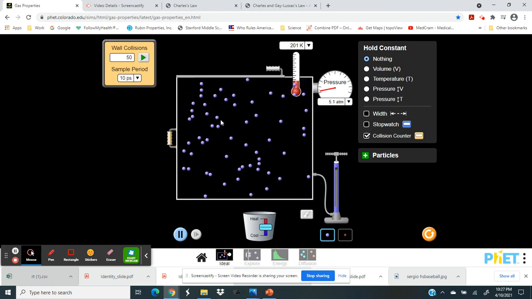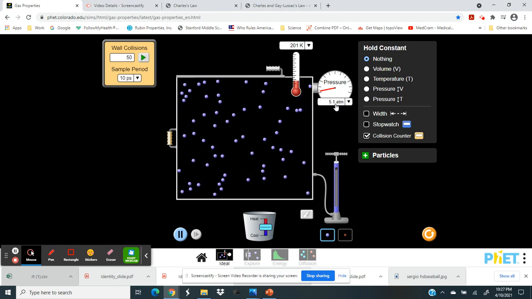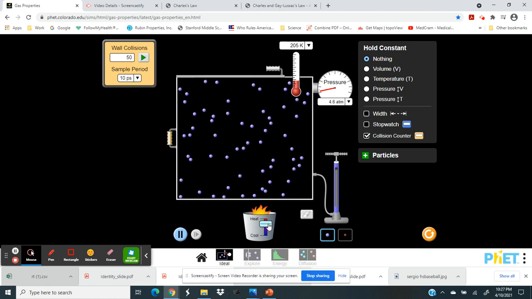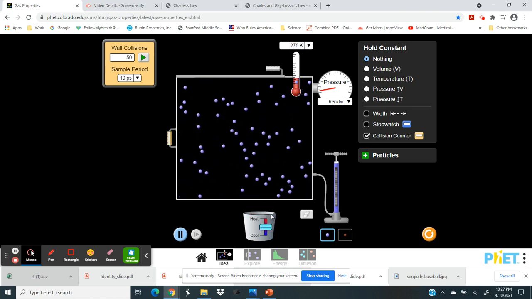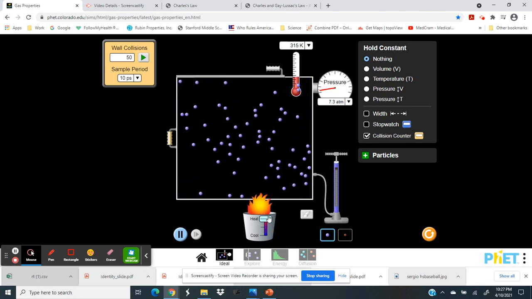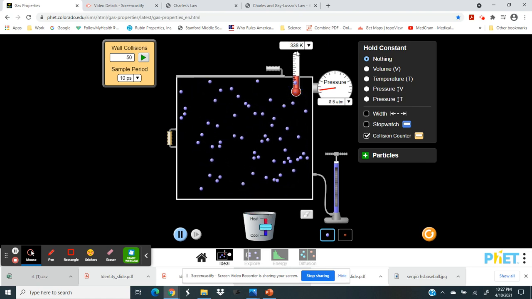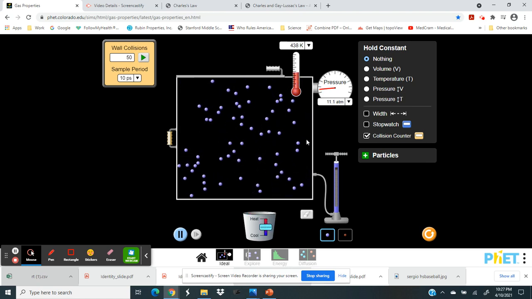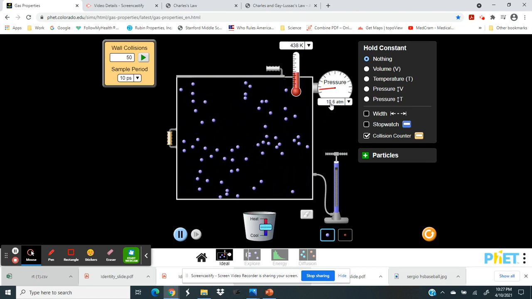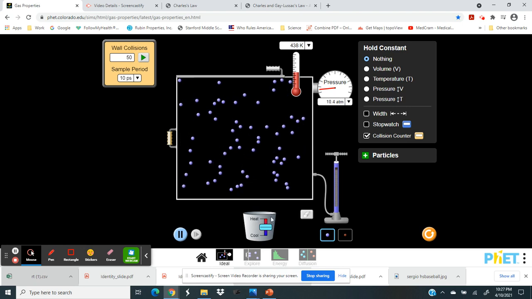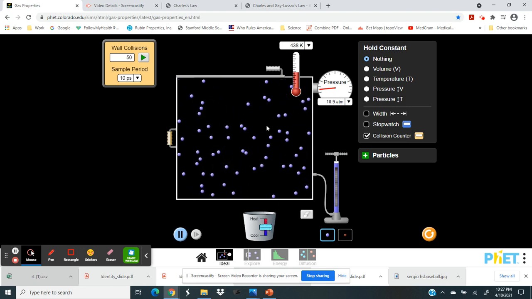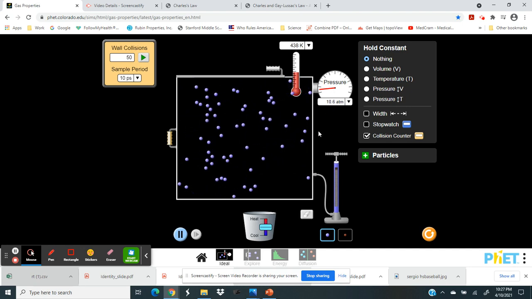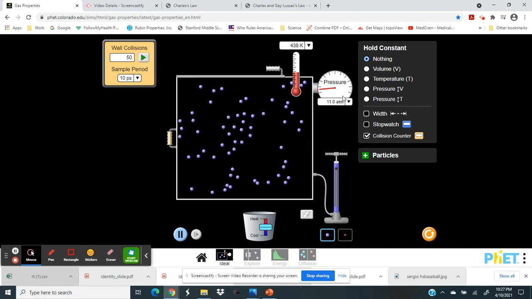So we're going to hold our volume constant. And here the pressure is roughly about 5 atmospheres. If I heat it up, then the temperature starts going up. Let's say I go up to 438. Now the pressure has gone all the way up to 11 atmospheres. So as the temperature went up, the particles are moving faster, and since they're moving faster, the pressure is higher.